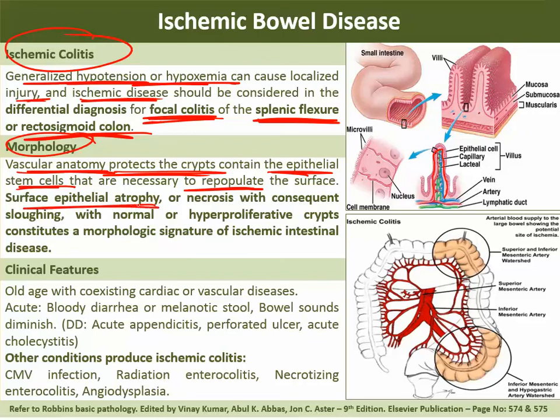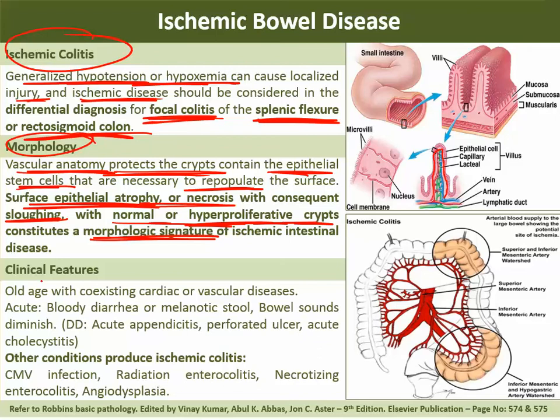So usually the surface epithelium goes for atrophy or necrosis, and slowly sloughing, which means what? They fall off, and then you can see hyperproliferative crypts. This is the morphological signature, the characteristic feature of ischemic intestinal disease. What is the characteristic feature? The mucosal surface is dead, necrotic, and sloughed. Sloughed means fall off. And the lower crypt cells will go for hyperproliferation. Okay.